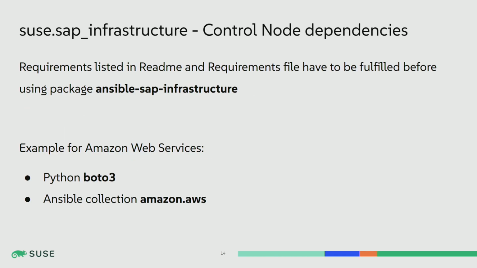You need to remember something with SAP infrastructure. Even though I mentioned the package is there, it does not mean it works by itself. There are multiple reasons for that. The main reason is the licensing. The other reason is we cannot package third parties that do not allow it. So whatever you are provisioning, you need to follow documentation. This is an example for AWS, where you need to have Python boto3 to run AWS CLI commands, and the Amazon AWS collection in Ansible. So this is all documented. We have it provided, and we have it linked in the package itself.